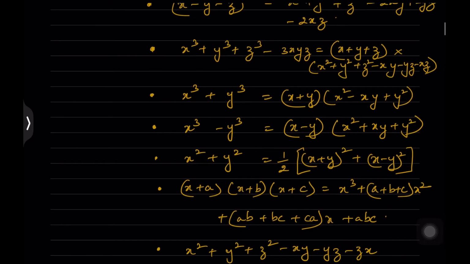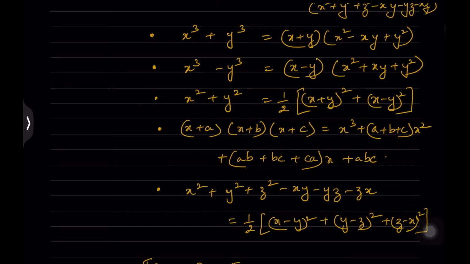Then we have x cube plus y cube plus z cube minus 3xyz, which is also one of the important formulas, which is equal to (x plus y plus z) into (x square plus y square plus z square minus xy minus yz minus xz). Then we have next x cube plus y cube is equal to (x plus y) into (x square minus xy plus y square). Then x cube minus y cube is equal to (x minus y) into (x square plus xy plus y square).